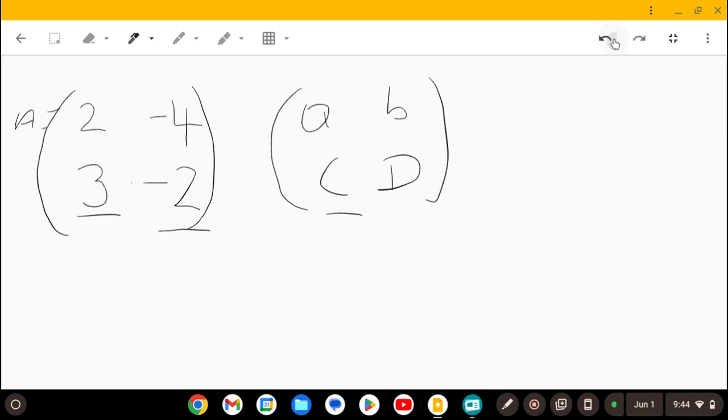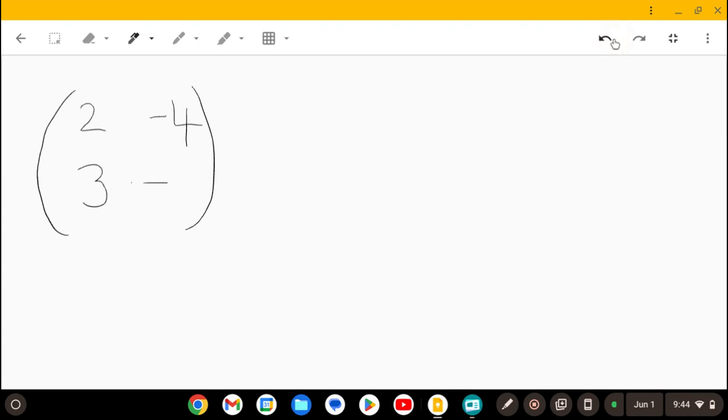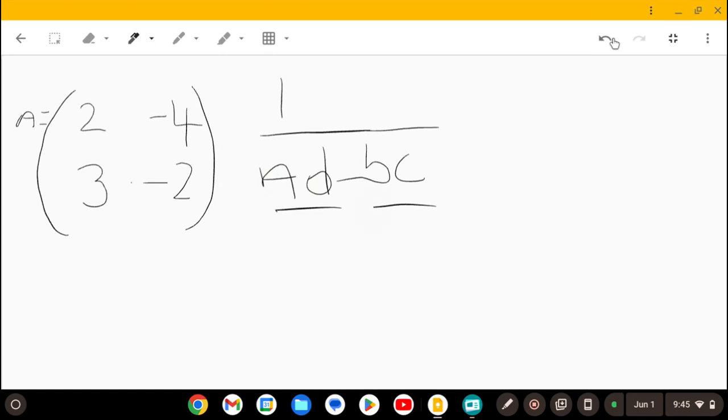So now let's discuss how to find the inverse of this matrix. To find the inverse of matrix A, first we need to find the determinant, and the determinant is going to be 1 over A times D minus B times C. As we know, whenever letters are next to each other, like A, D and B, C, it means to multiply. So we need to put 1 over A times D and subtract B times C.